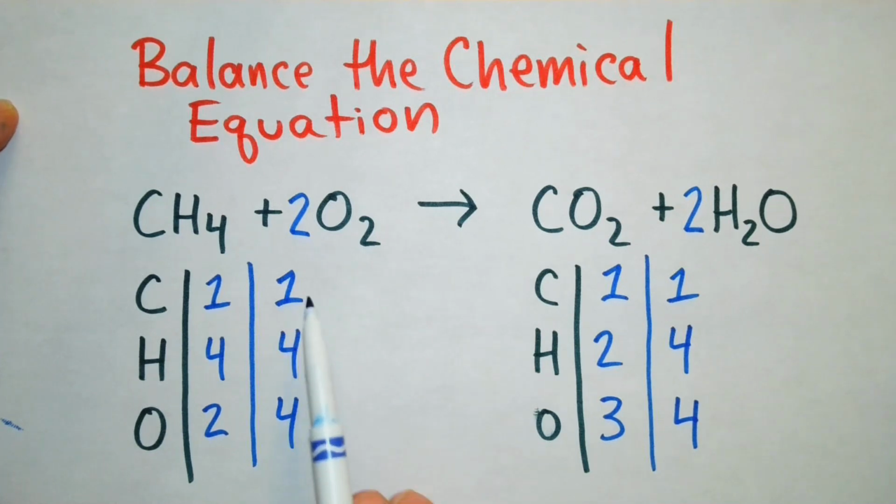And now let's double check. We have 1 carbon on both sides, 4 hydrogens on both sides, and 4 oxygens on both sides. So now we have a balanced equation.